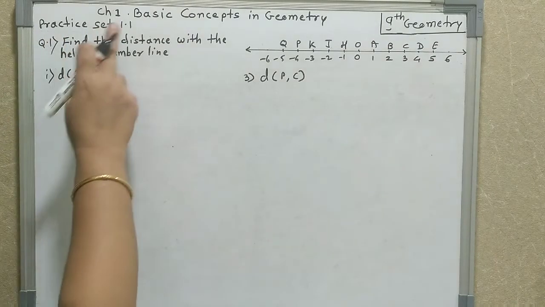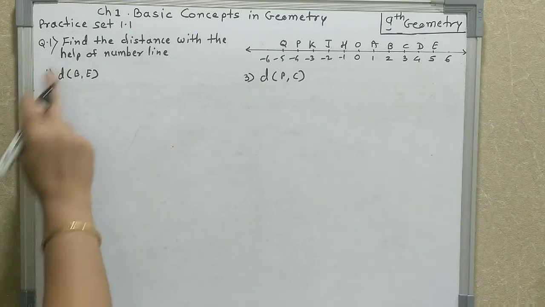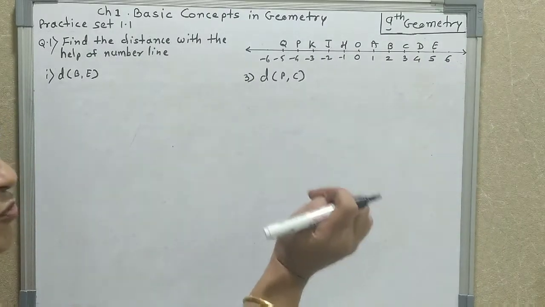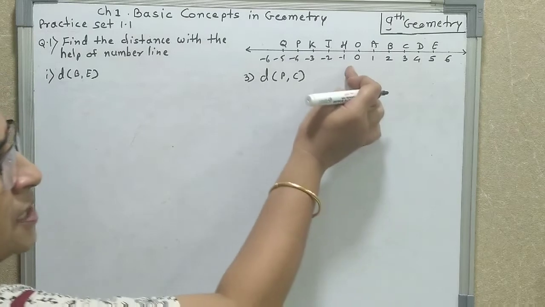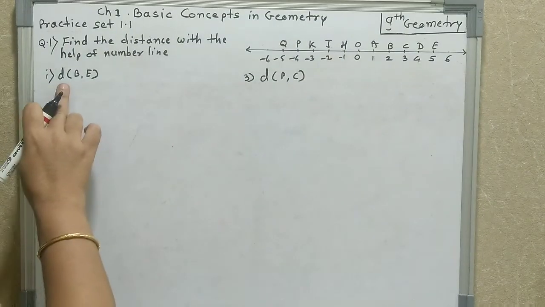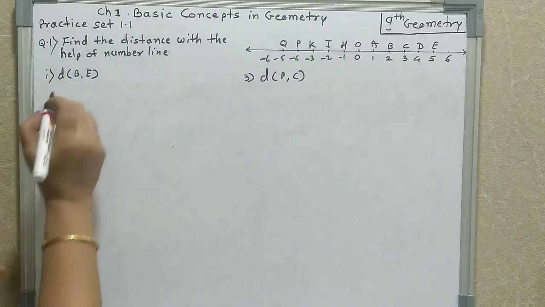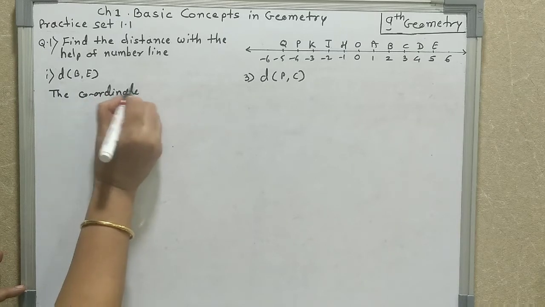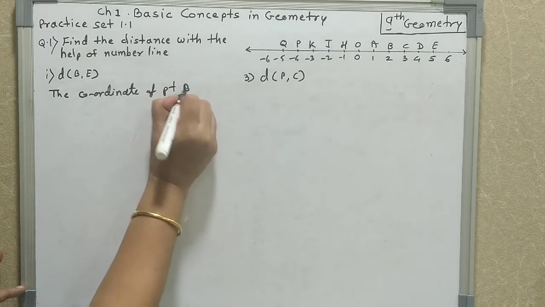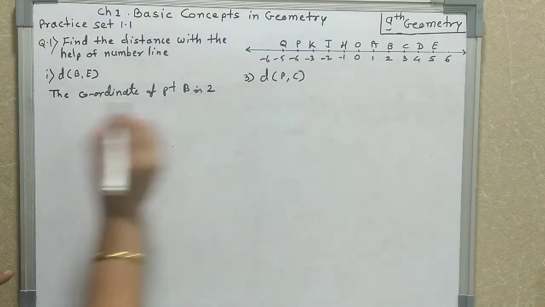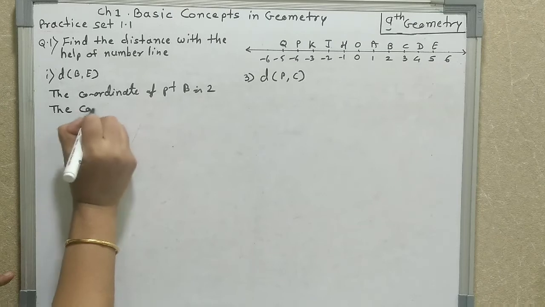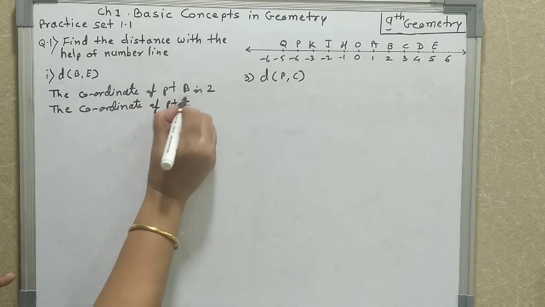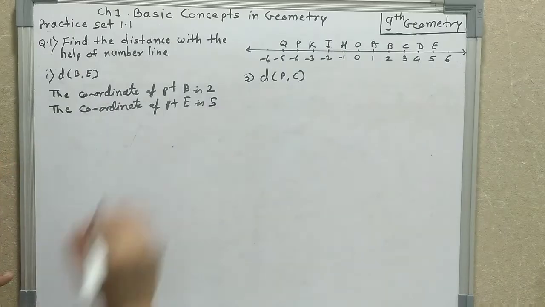Students, we will start practice set 1.1. See the first question. Find the distance with the help of the number line. This is the number line given in your textbook. Here is O, this side positive numbers, this side negative numbers. First we find the distance between B and E. The coordinate of point B is 2, so we write 2 here. Then the coordinate of point E is 5, so we write 5 here.